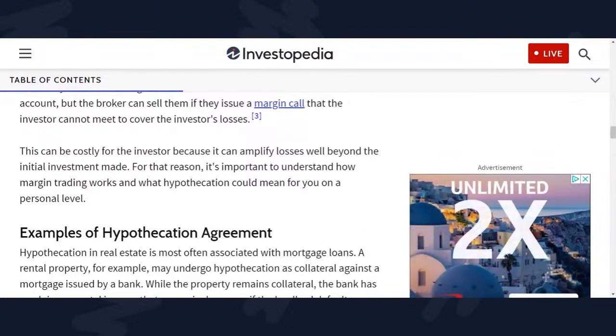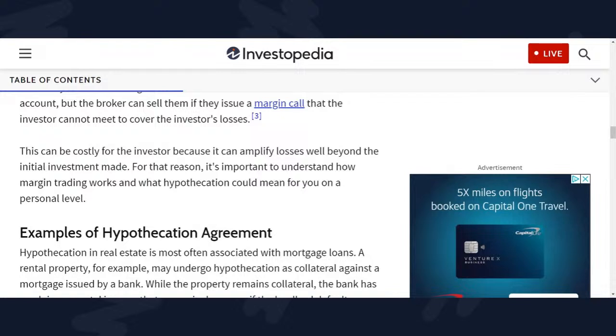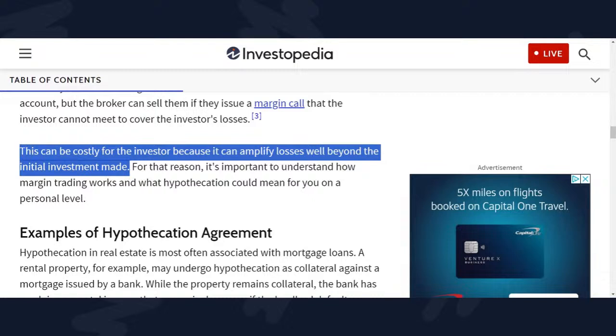Okay. So this can be costly for the investor because it can amplify losses well beyond the initial investment made. So say you spent $350 to register that car. It's now a motor vehicle because you registered it. And you also had to pay the state $25 for a license. And it's a pretty decent car since you have to pay $350 for the registration. So your insurance is going to be up there. So you're spending at least $120 a month at 12 months a year. That's $1,400. So we'll call it $1,500.